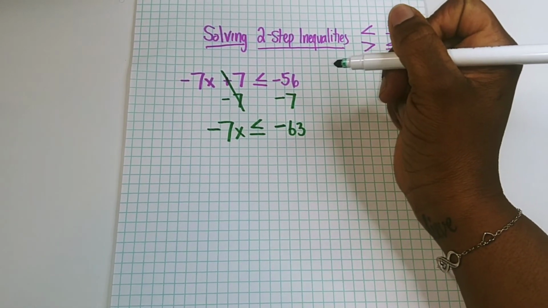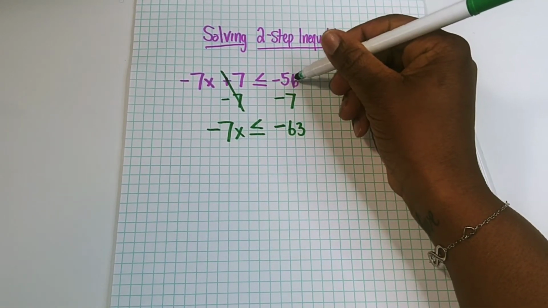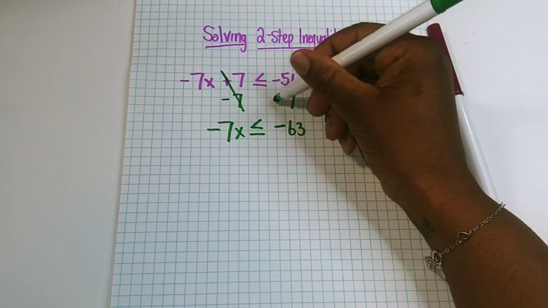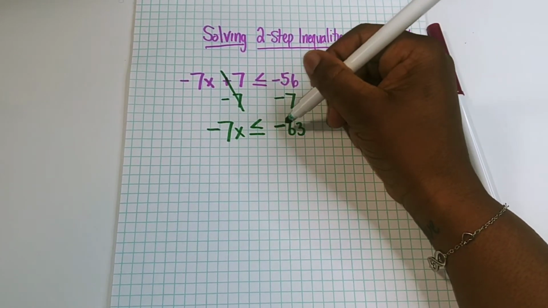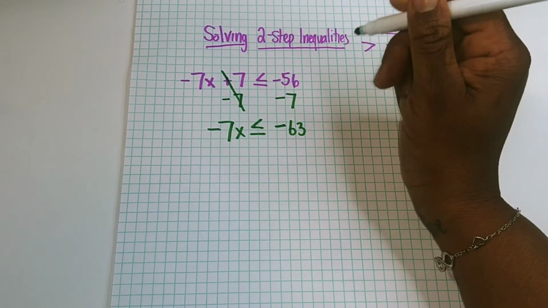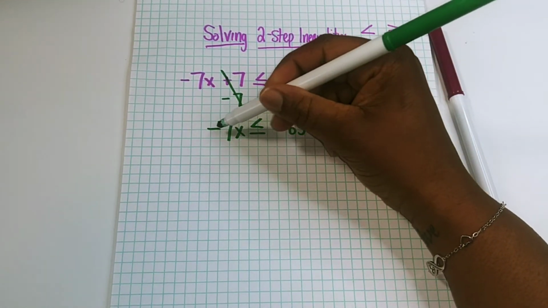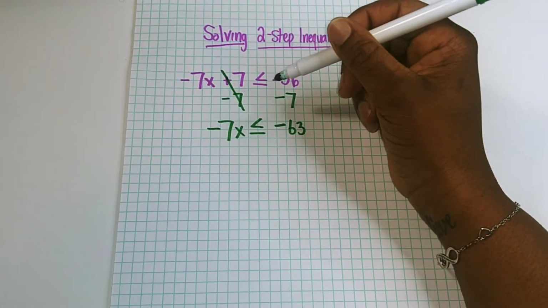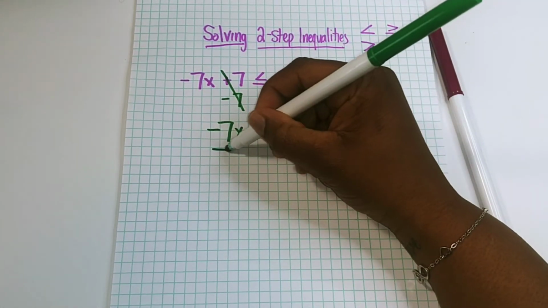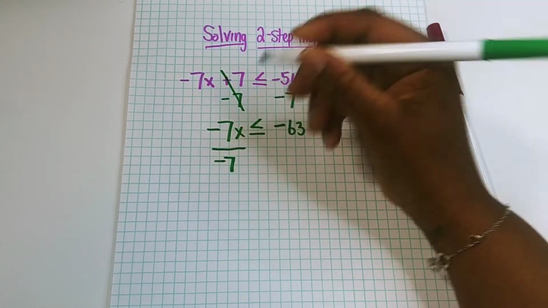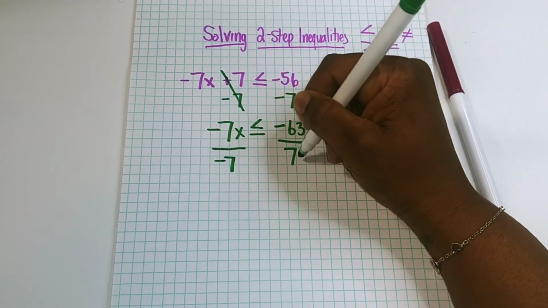You have to know the integer rules. If I owe you $56 and I owe you 7 more, I owe you a total of $63. Just a quick example. Now, the next thing I want to do is get rid of this negative 7. I divide both sides by negative 7 to isolate the variable.